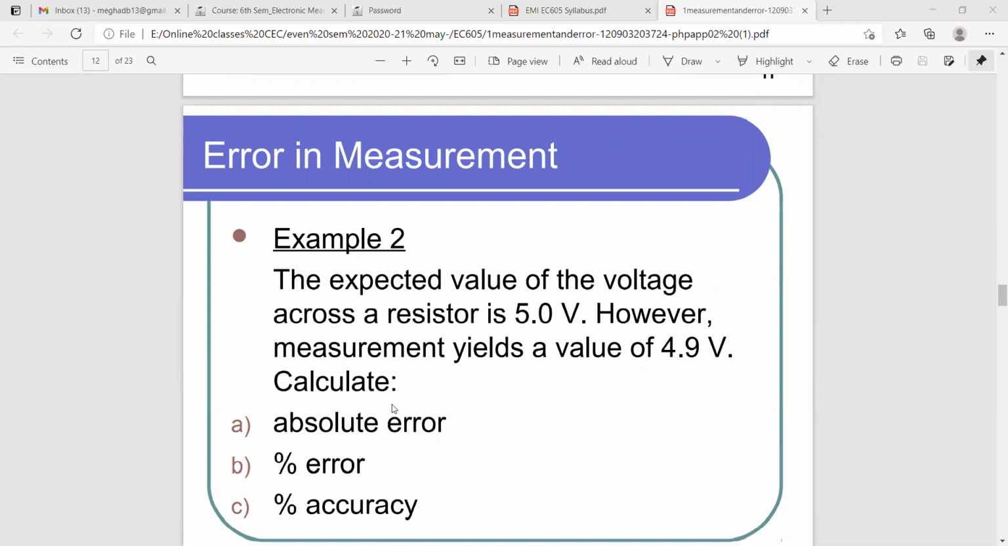So just now you can tell me the absolute error. I can see the absolute error is 1.9. Sorry, not 1.9, it is the difference between 5 and 4.9. You mainly have to find the percentage error and the percentage accuracy, that is more important. So the absolute error here is 0.1. You got the absolute error 0.1.